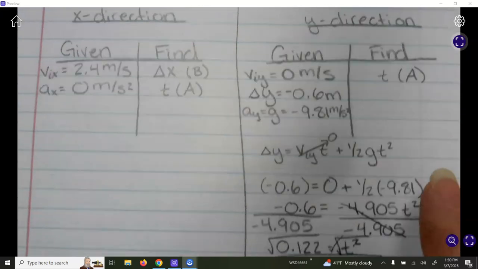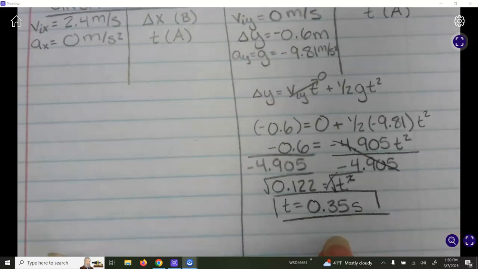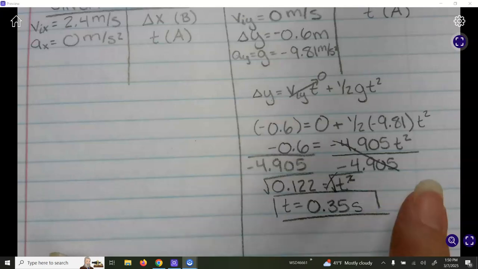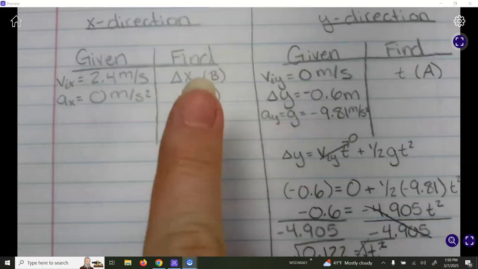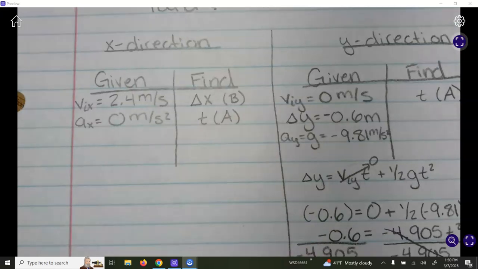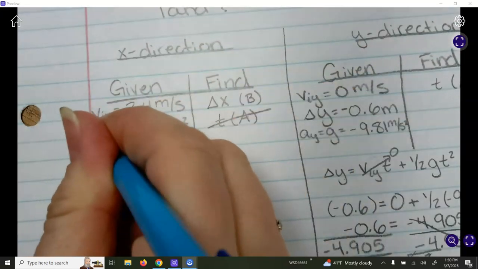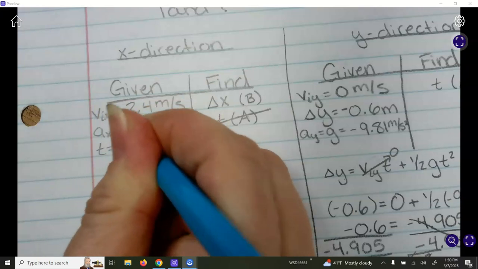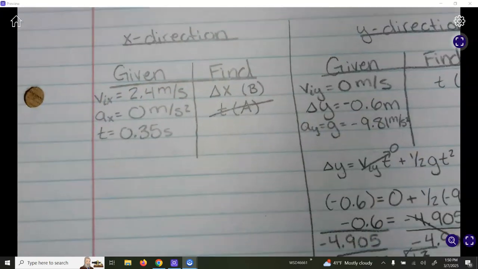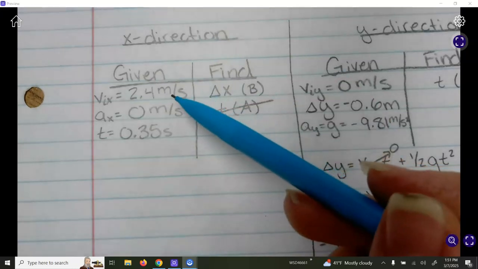Now that we have time, time is actually transferable. It can be used in either direction. So now that we know what time is, it's no longer a find, it's a known: 0.35 seconds. We calculated this already, and now I can go about my business for solving for part B, which was delta x. I wanted to know how far away from the table it was going to land.